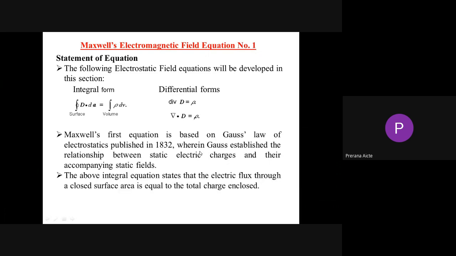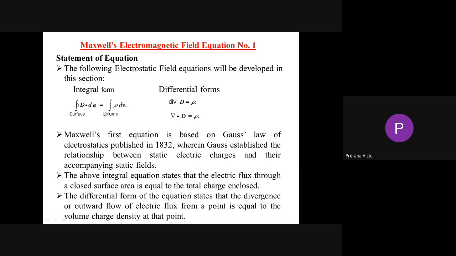The above integral equation states that the electric flux through a closed surface area is equal to the total charge enclosed. See, the integral equation. This equation indicates that the electric flux through a closed surface is equal to the total charge enclosed. Total charge is nothing but the Q values. Now we'll see how we can define this one.